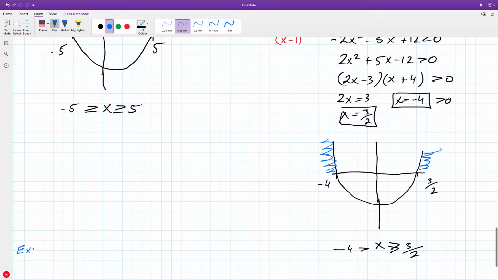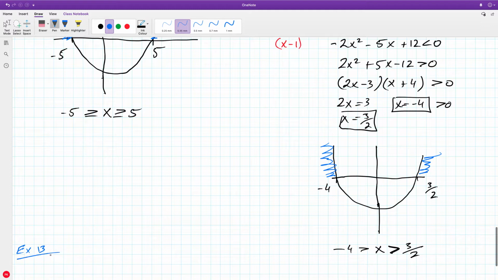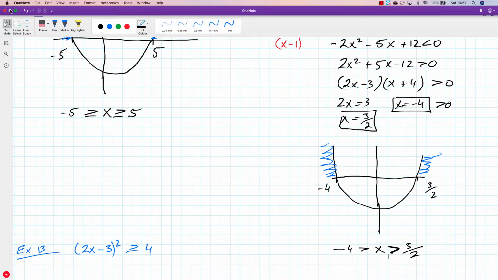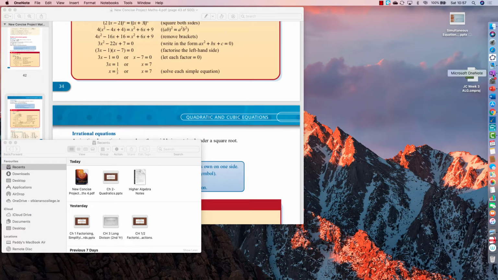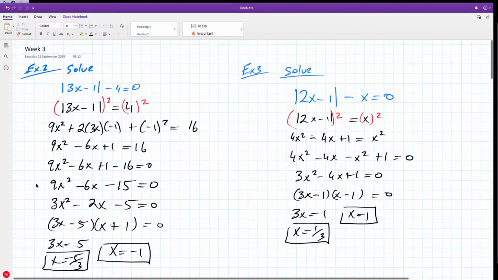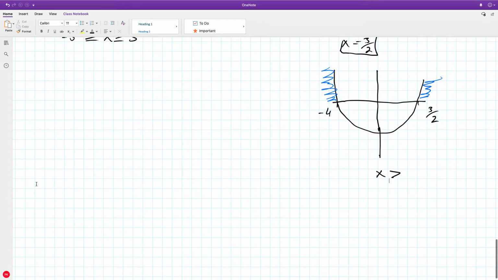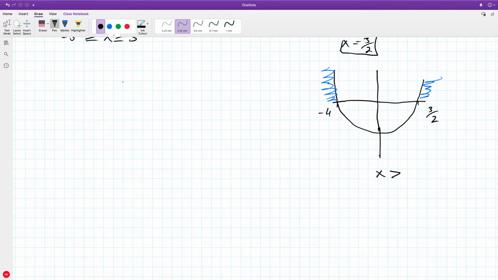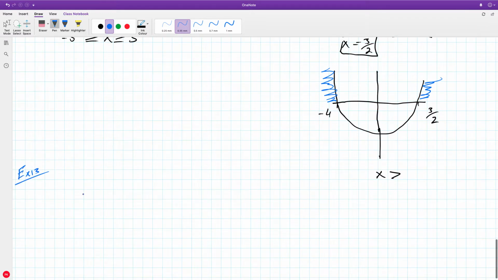Example number 13. Two x minus 3, all squared, greater than or equal to 4.